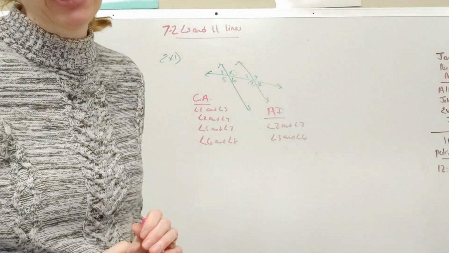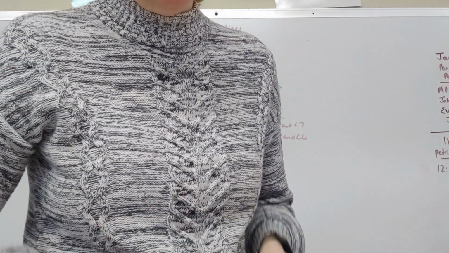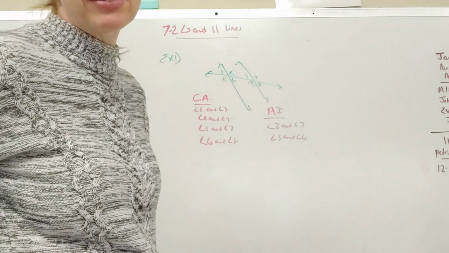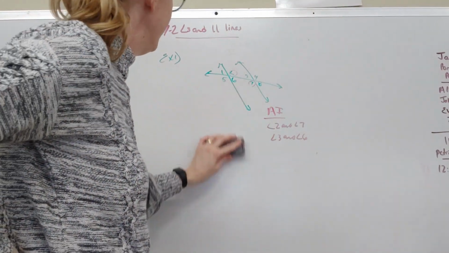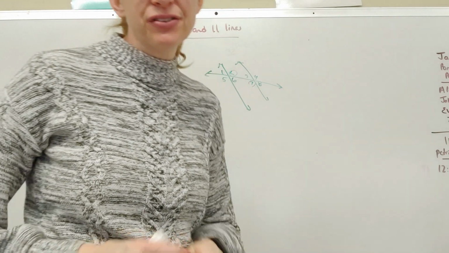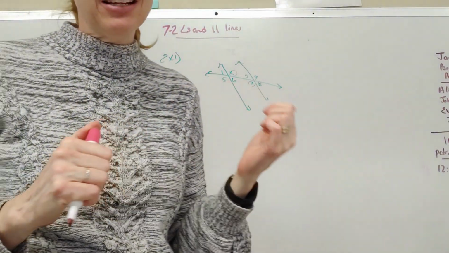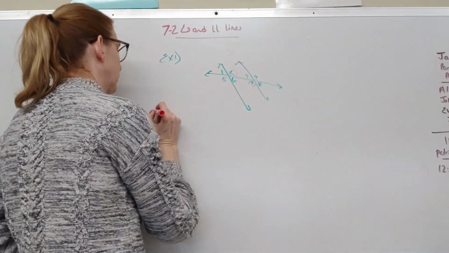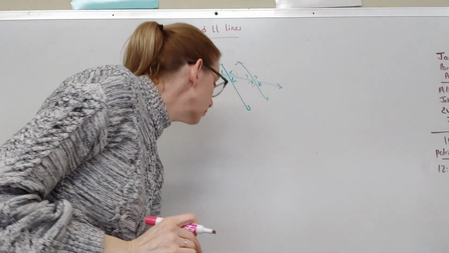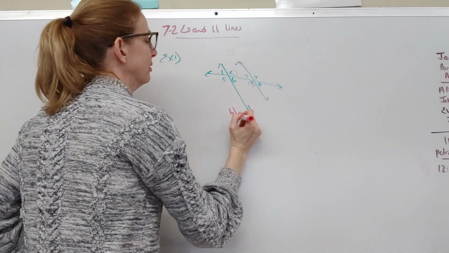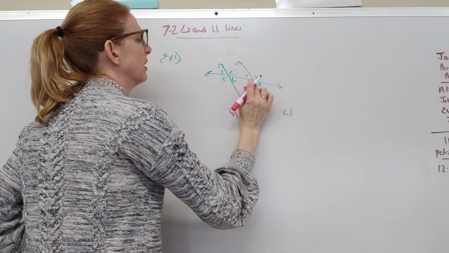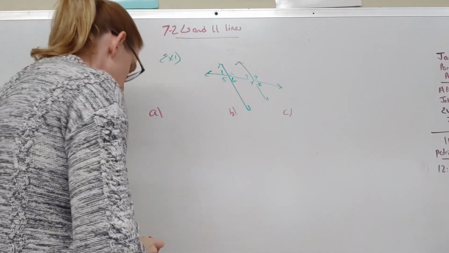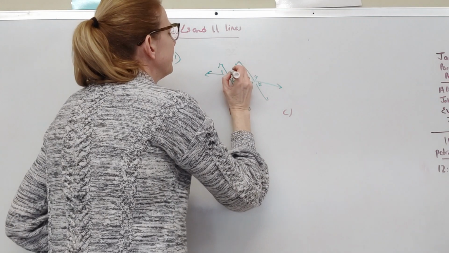Quick check 1. I want you to pause it and give it a try. They want us to look at this picture and tell what kind of angles those are: corresponding, alternate interior, or neither. Could be neither. So pause the video. Try to erase these lines around those angles that I did. Okay, let's take a look at that.